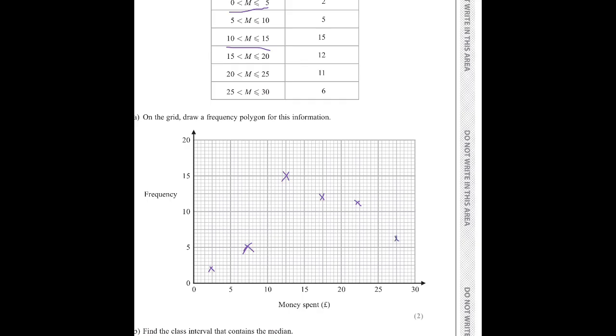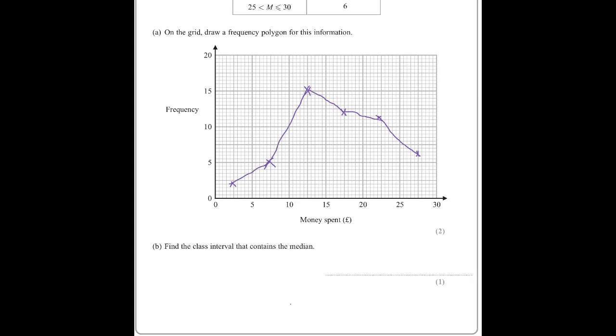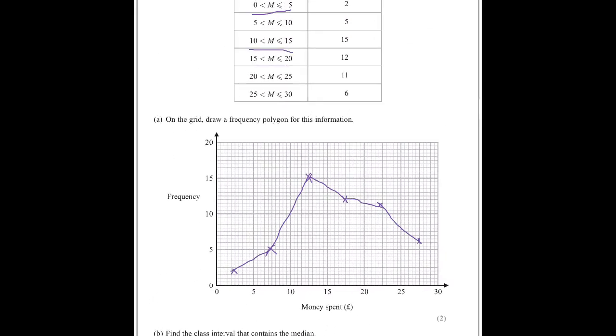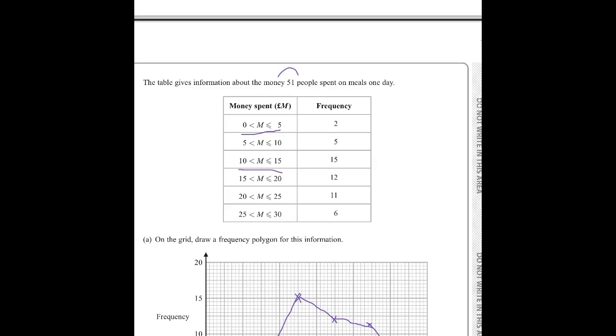Okay, so all you've got to do now is join the points together, left to right, with a straight line. I'm not using a ruler because it's on my iPad, but please do use a ruler. Whatever you do, do not join the first and last point together. If you do that, you will lose marks, so please do not do that. The last one asks for the median. Okay, now we've got 51 people.